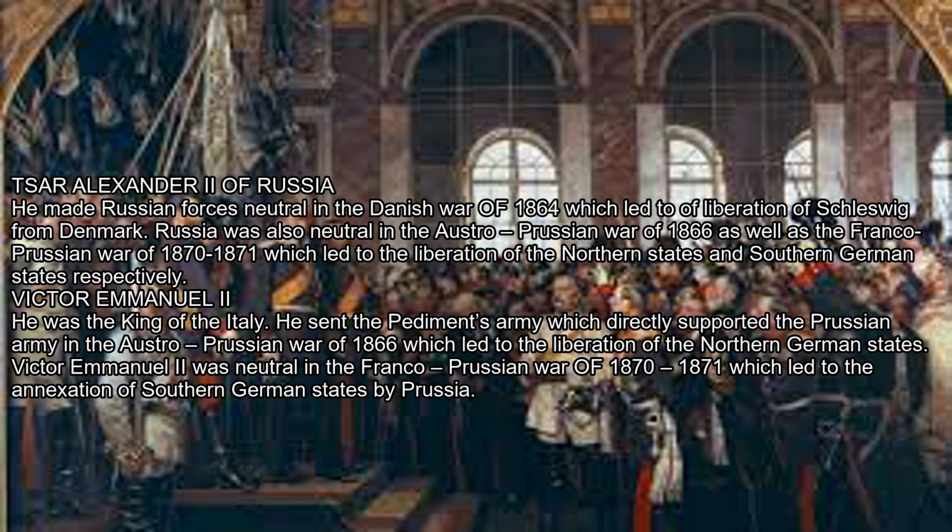Victor Emmanuel II. He was the king of Italy. He sent the Piedmont army, which directly supported the Prussian army in the Austro-Prussian War of 1866, which led to the liberation of the northern German states.